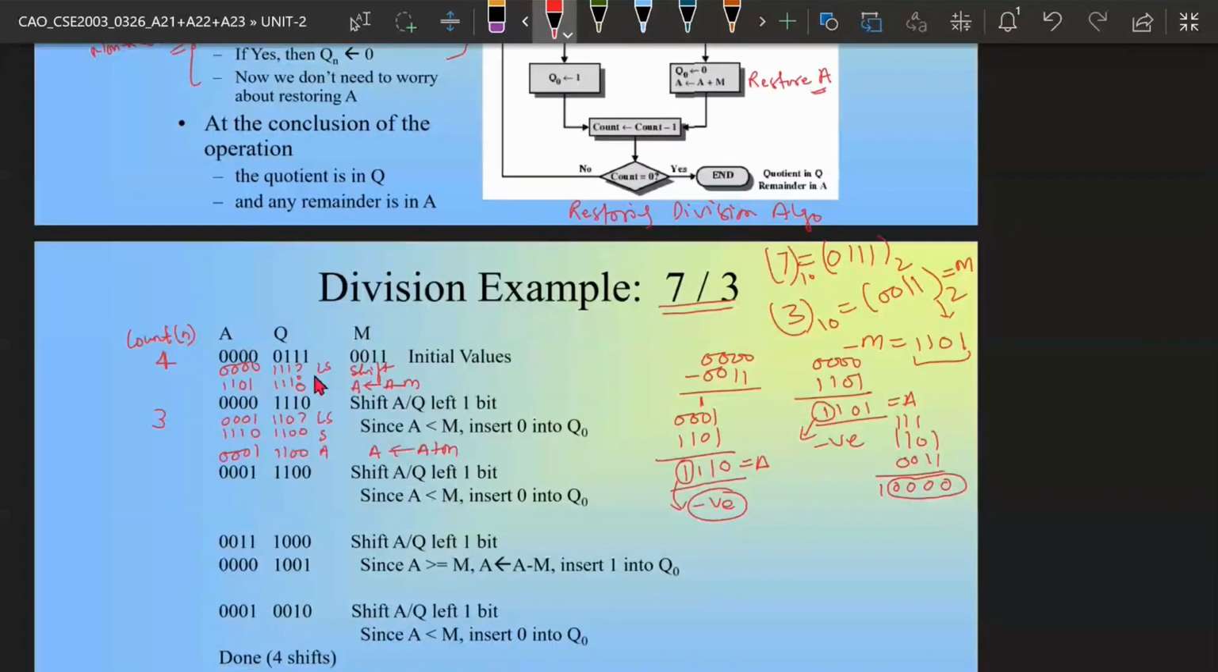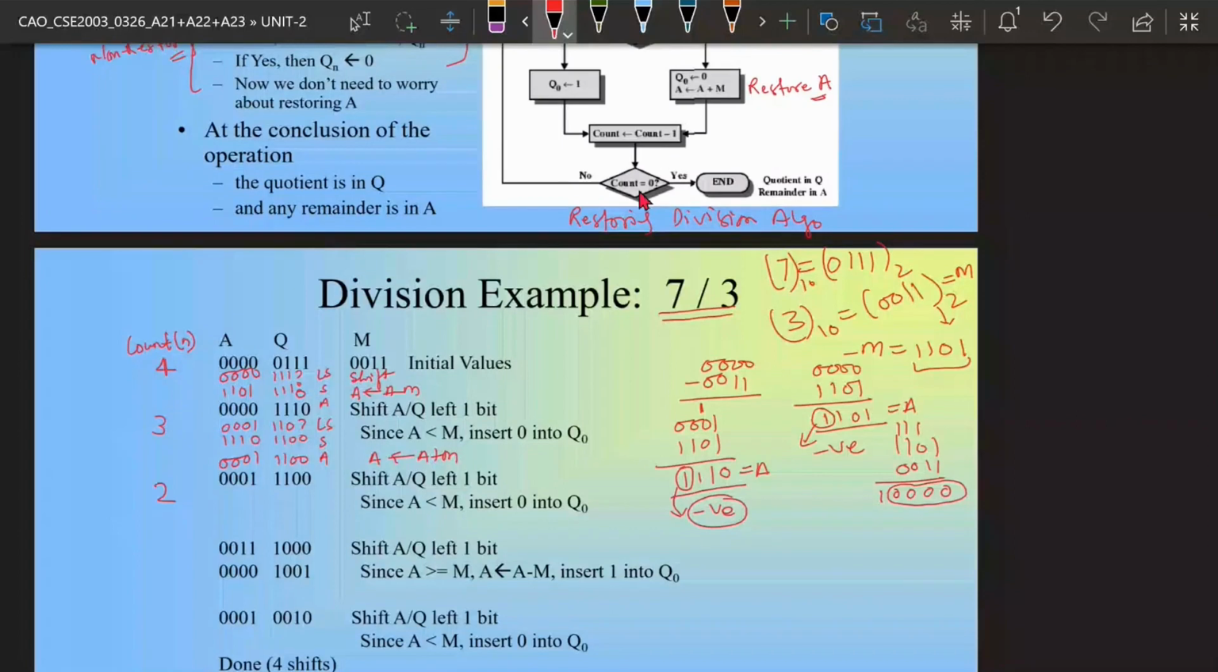And then again it will be reducing the count value by 1. So it is now reduced to 2. Once it is reduced, we check whether the count value is 0 or not. As it is not 0 because the value is 2, again it should be going into the loop. Okay, and then again do the left shift AQ.